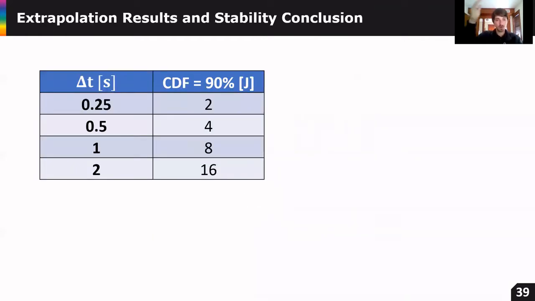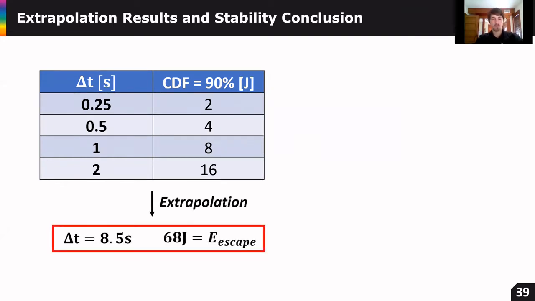I continued this for delta T of 1 second and 2 seconds. And what I found was every time I doubled the simulated time, the 90th percentile also doubled. Now, this was alarming to me because when I extrapolated this into the future, I found that it only took 8.5 seconds for the 90th percentile to reach the escape velocity, the escape energy of the potential well.